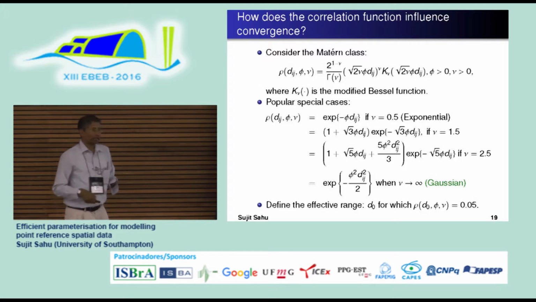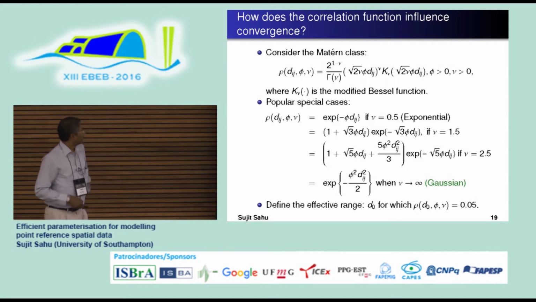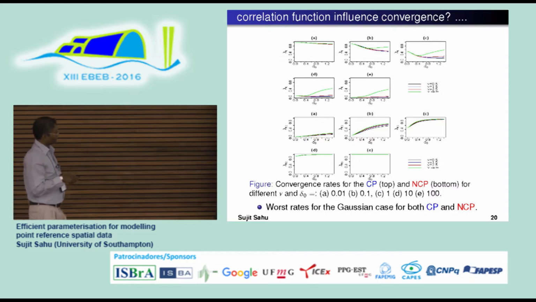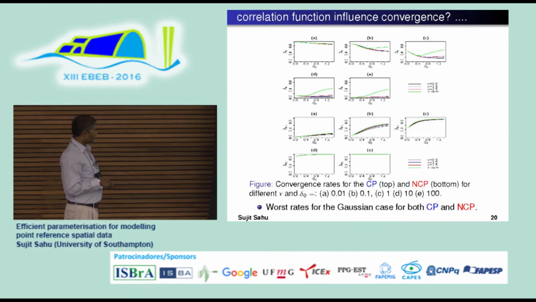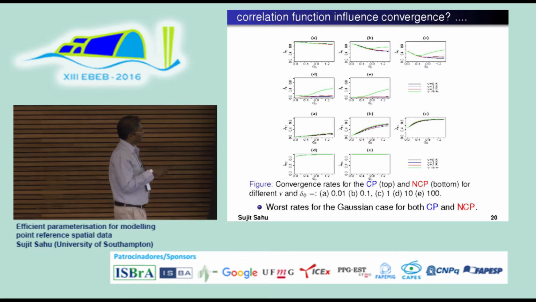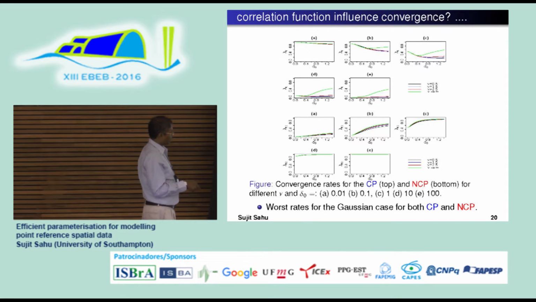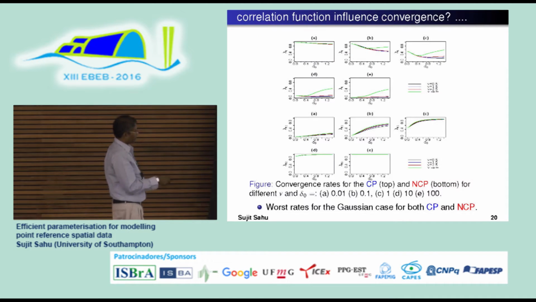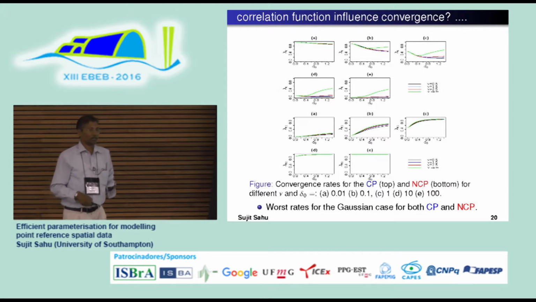Again, the effective range will depend on nu as well. Does the correlation function influence convergence? The result here is not so clear, but we find worse rates for the Gaussian case for both CP and NCP. You have to see the graphs here. Basically, the worst rates are for the Gaussian case, when nu goes to infinity, and the better rates are for the exponential case. Here we didn't see that much dichotomy, because maybe there are other things playing in there as well, and it's very nonlinear. There are other things playing into the behavior of convergence for both.